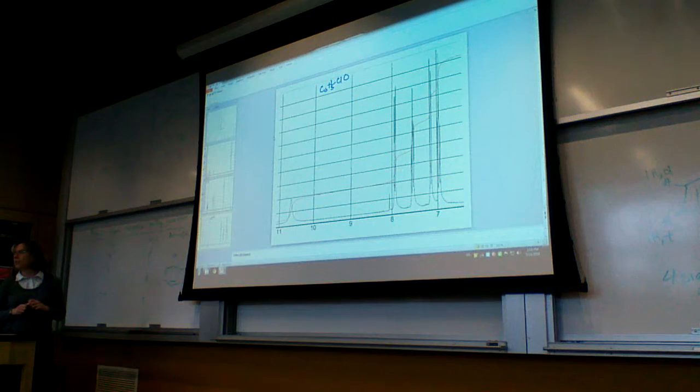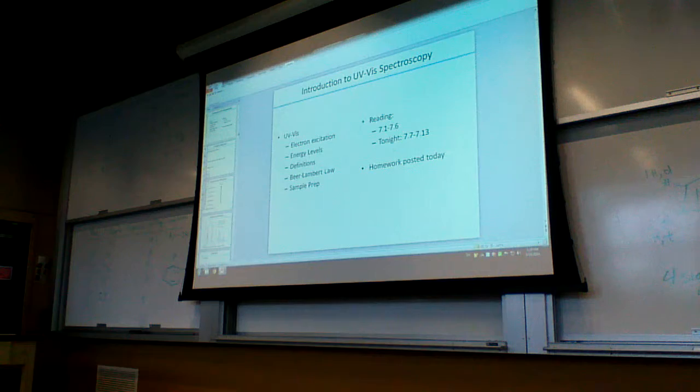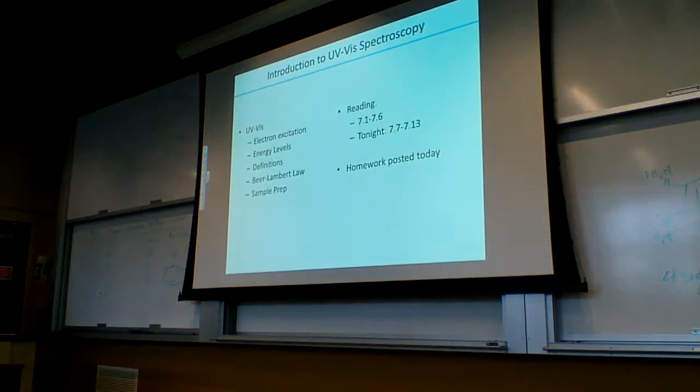Any other questions? That's what we're going to cover for NMR for now. We'll come back to NMR later. Now we're going to move on to UV-Vis.